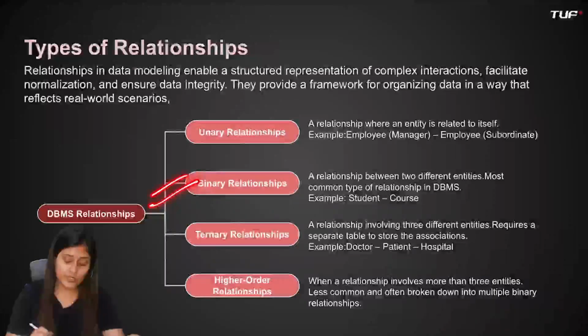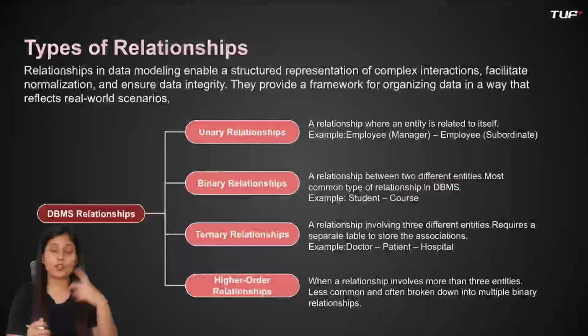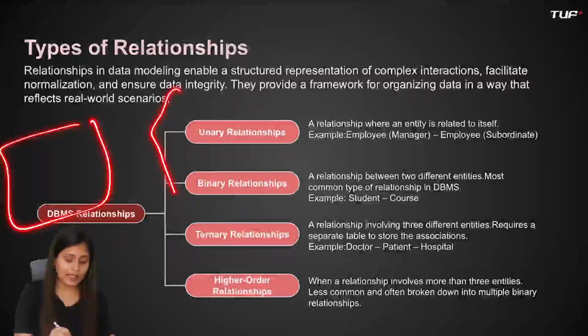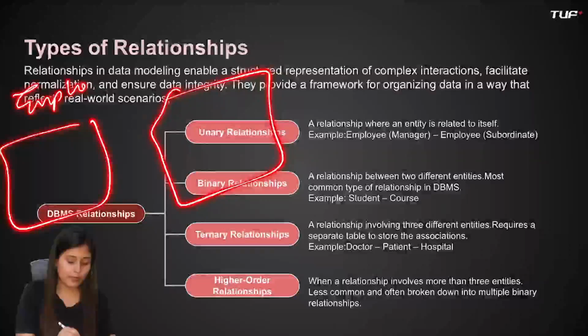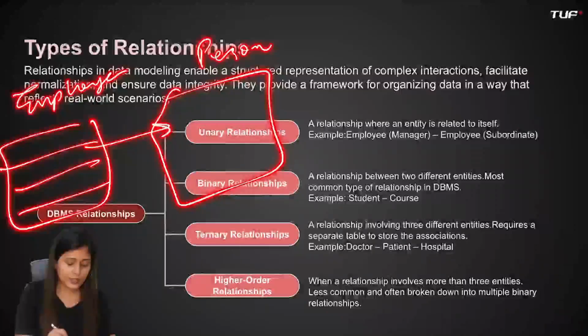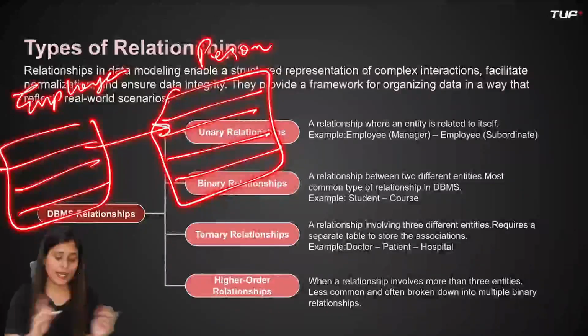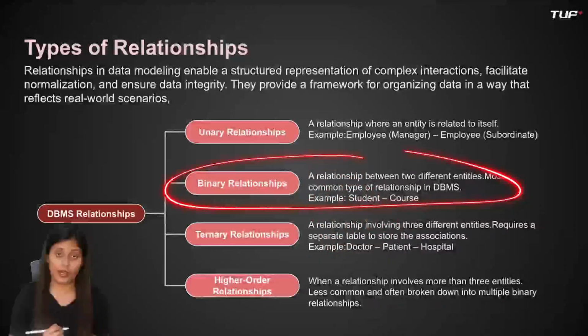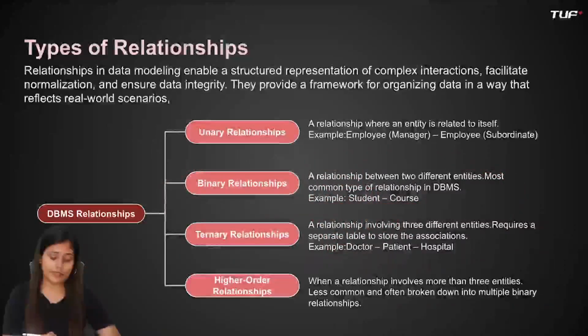Second is binary relationship. This is a relationship between two different types of entities, so basically two different tables. Let's suppose we have an employee table and we have a person table. The instances are related to each other across different entities. This can be of many forms like one-to-one relationship, one-to-many relationship, many-to-one or many-to-many. All these come under the binary relationship, which we have already learned in our previous lectures.